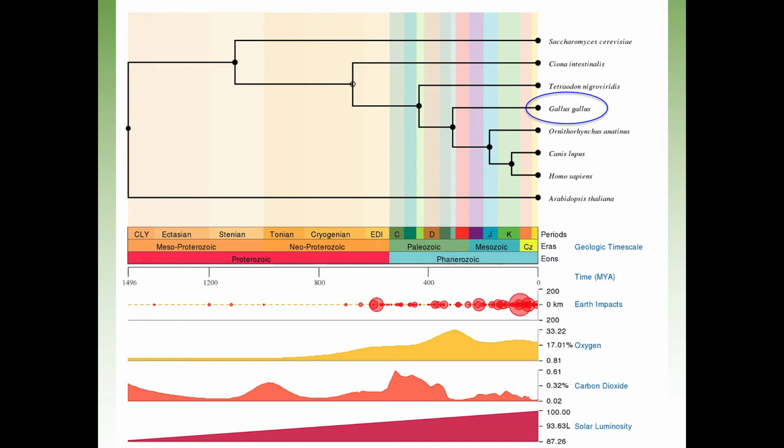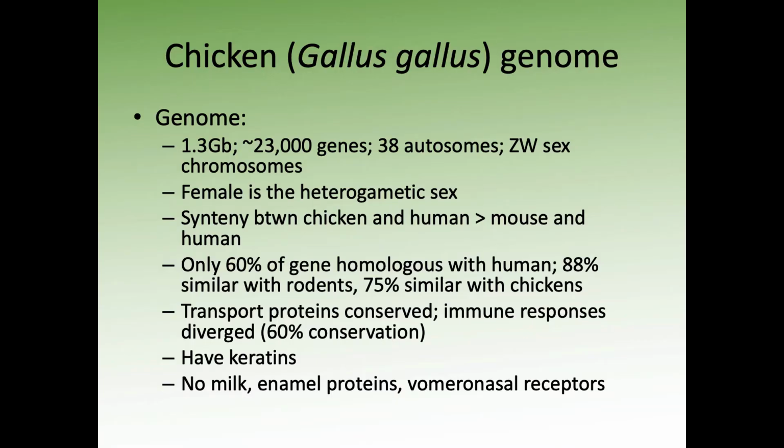What about moving further down the tree? Now we're in the mid to late Paleozoic period. Here we're looking at the genome of the chicken, Gallus. The genome starts getting a little bit bigger, at 1.3 gigabases, or 1.3 billion bases long, with approximately 23,000 genes spread across 38 chromosomes and 2 sex chromosomes.